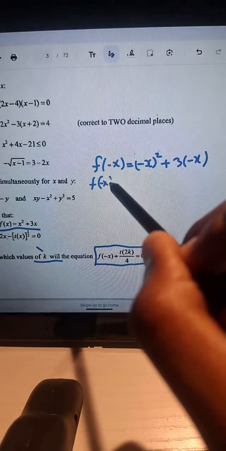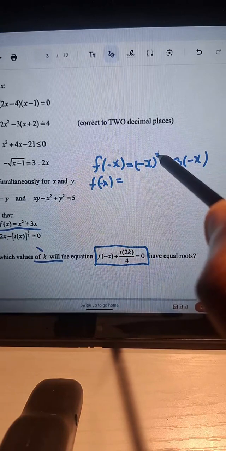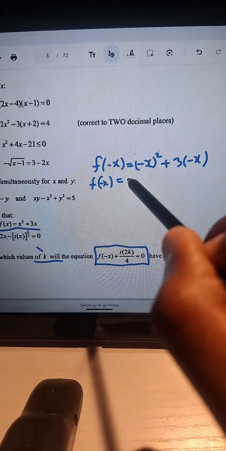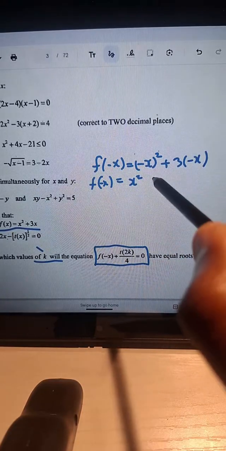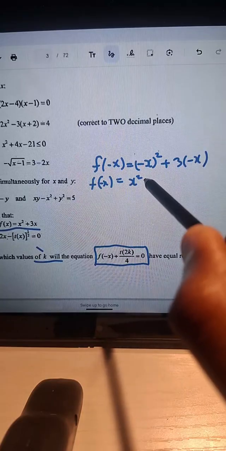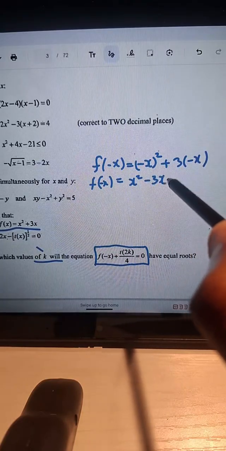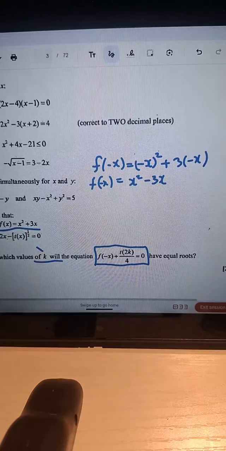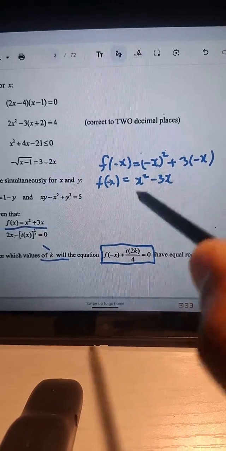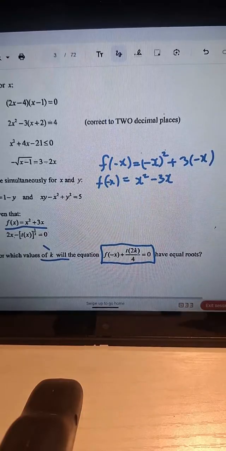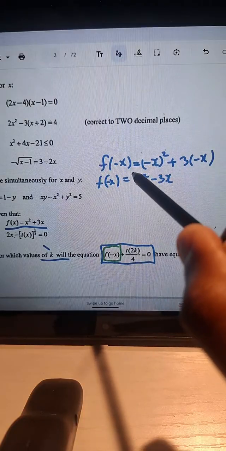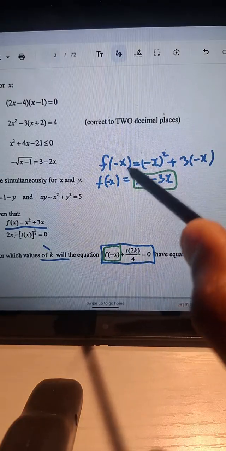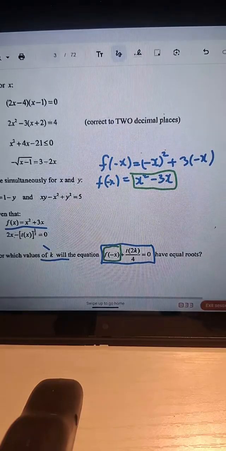Then that f of negative x. So if we apply the square to the negative sign, we get a positive sign. And then if we apply the square to the x, we get x squared. Positive times a negative is negative. Then 3 times x is 3x. So that's f of negative x. So what we are going to replace f of negative x with is this.